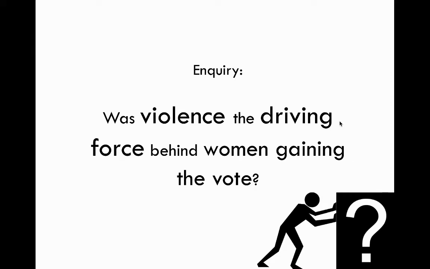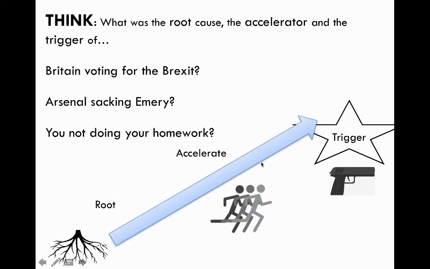Quick reminder of our inquiry question. Was violence the driving force behind women gaining the vote? It's all about what caused women to gain the vote. Now, a bit of a different activity to start us, using the three key new words that we're going to be using this inquiry. And that is root, accelerator, and trigger. And these are different words to describe different causes.